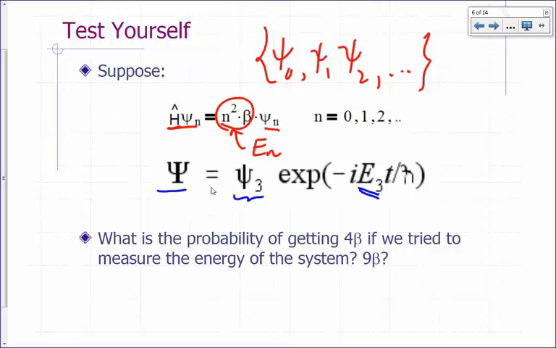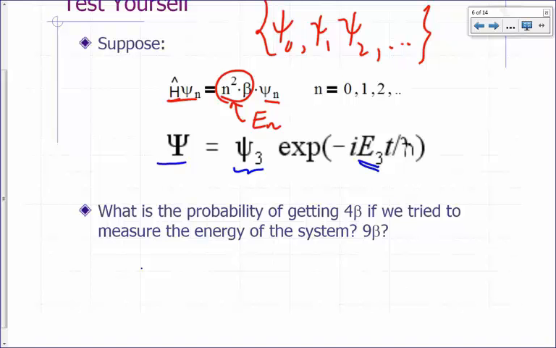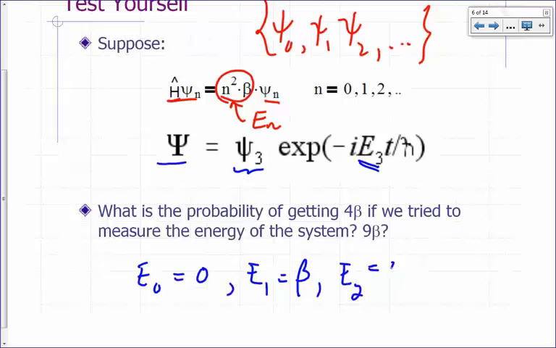Okay? What would be the allowed energies for the system? What is E0? 0. What is E1? 1 squared beta. So that's going to be beta. What is E2? 2 squared beta. So that's 4 beta, right? What is E3? 3 squared beta, which is 9 beta, and so on and so forth.